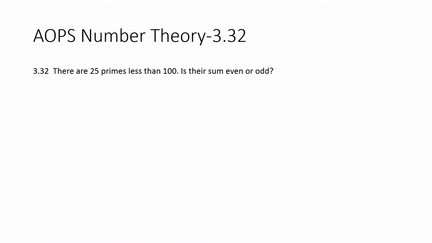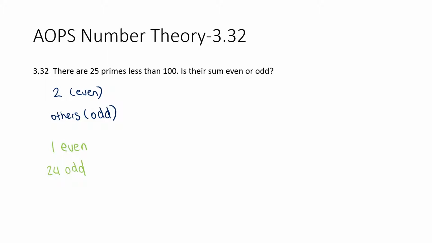AOPS number theory 3.32. There are 25 primes less than 100. Is their sum even or odd? We know that every prime number is odd except for 2, which is even. So since there are 25 primes less than 100, that means there's 1 even and 25 minus 1, which is 24, odd.